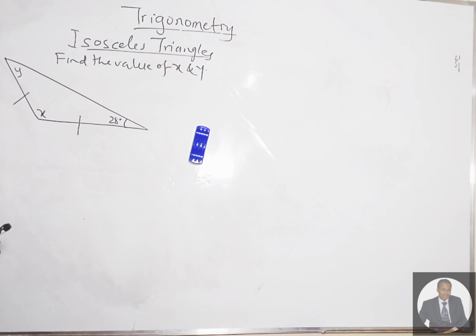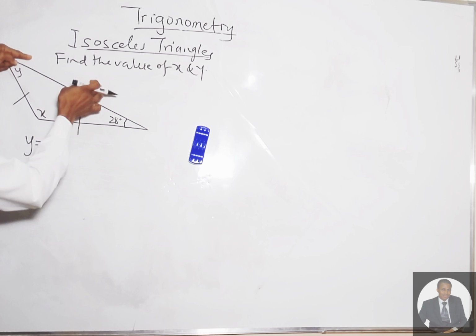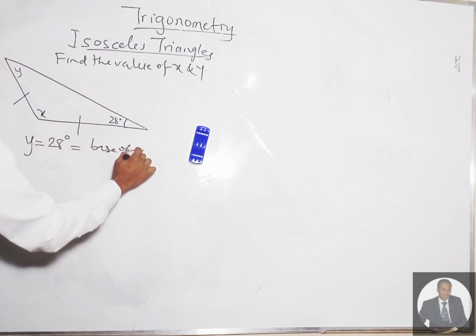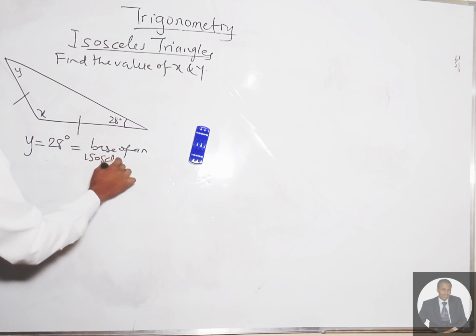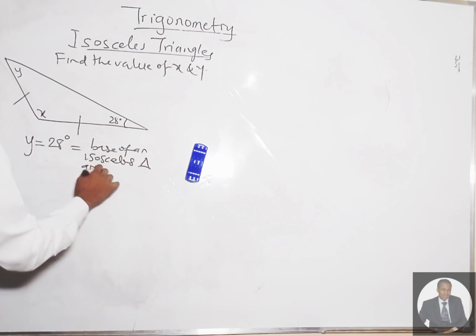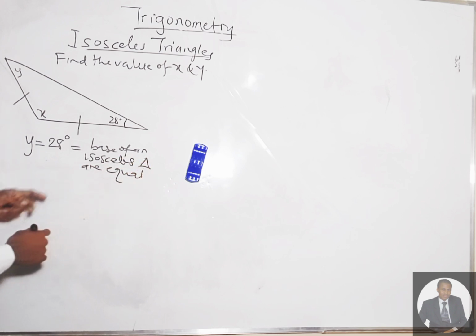This is an isosceles triangle. This is the base of this isosceles triangle. So y will be equal to 28 degrees. This is the base of this triangle, and not this, because these two equal sides are facing here. Why? Because the base angles of an isosceles triangle are equal.